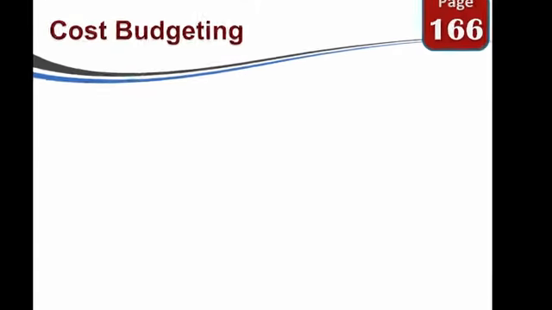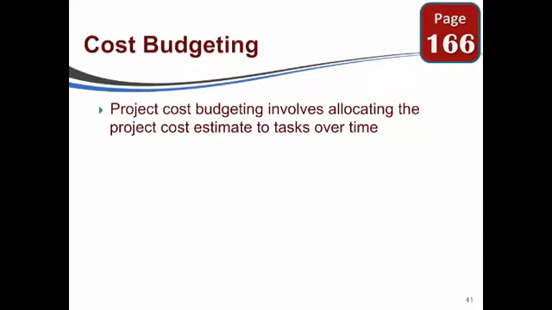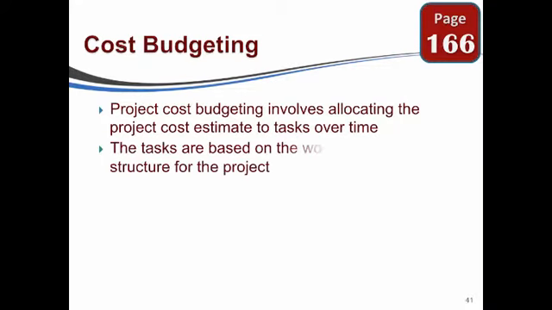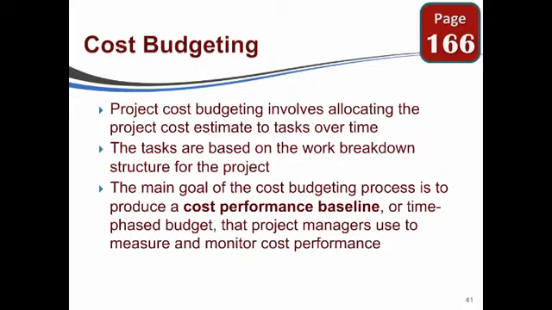The most important thing about budgeting cost is to realize that it involves allocating money over the entire estimated time of the project. It is based on the WBS. It's not going to fall outside that. The main goal is to produce a cost performance baseline, or time-phased budget, that project managers use to measure and monitor the cost. Don't forget, you can't monitor something that you haven't actually defined.